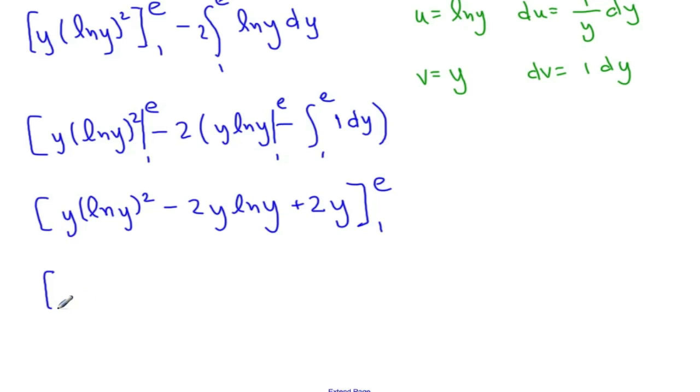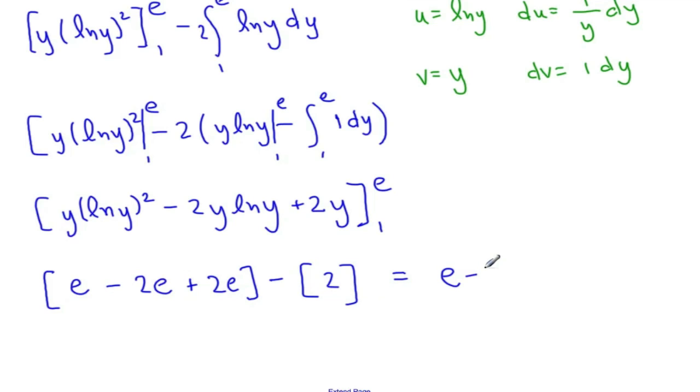Substitute in e, we get e times 1 minus 2e plus 2e, minus, substitute in 1, ln of 1 is 0, ln of 1 is 0, and this should just be 2. So to me, this looks like e minus 2. And of course, we don't want to forget our pi, which means it's actually pi times (e minus 2).